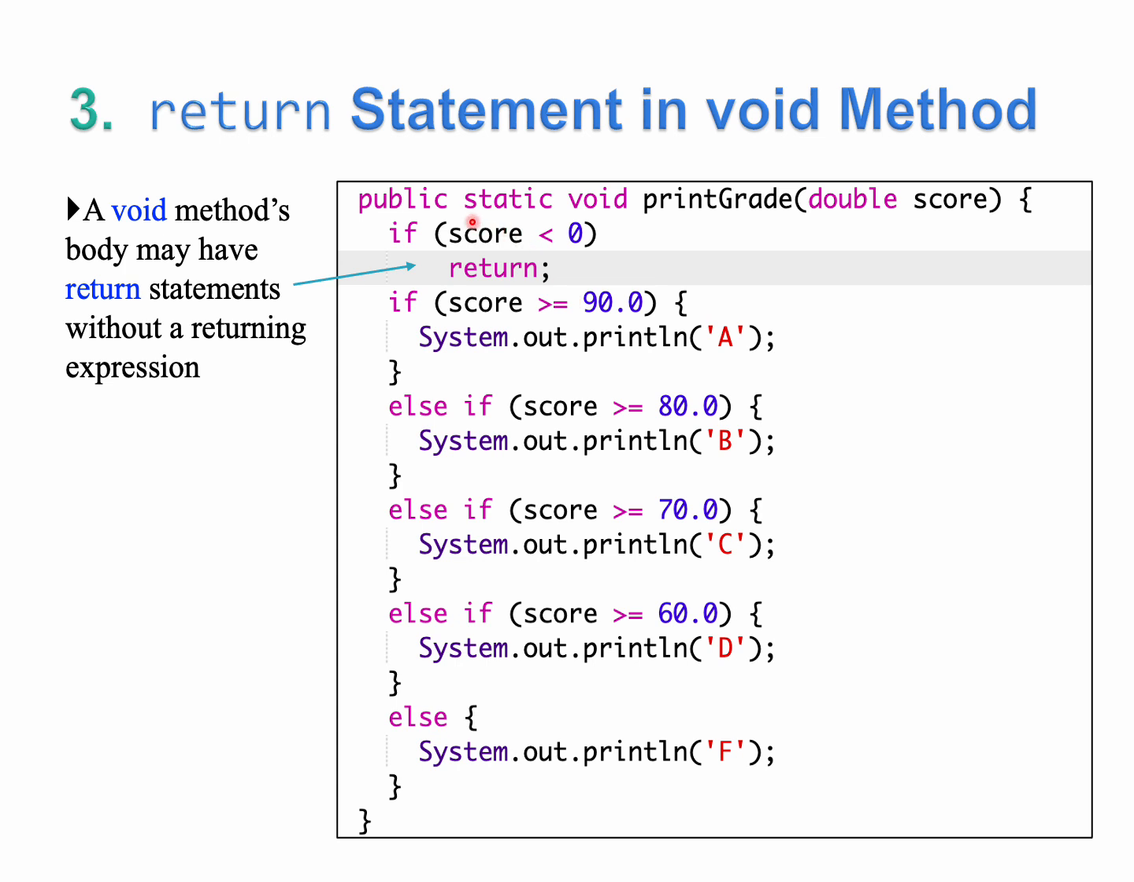And here we want the score to be larger than or equal to 0 in order to convert it to letter grades. But if the score is less than 0, we don't want to do anything. So we can add the if statement that checks if score is less than 0, then return. In this case, it just gets out of the method immediately. And there's no need to have a return statement at the end of the void method.